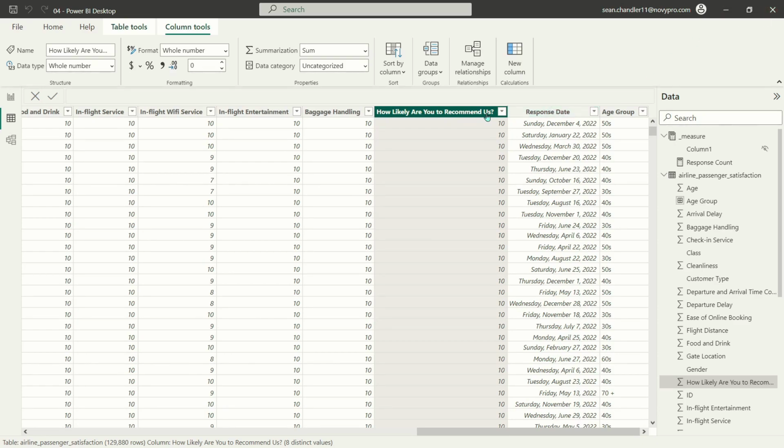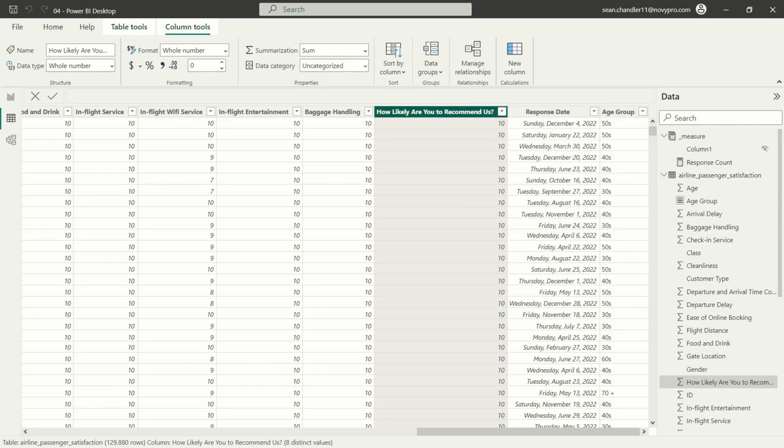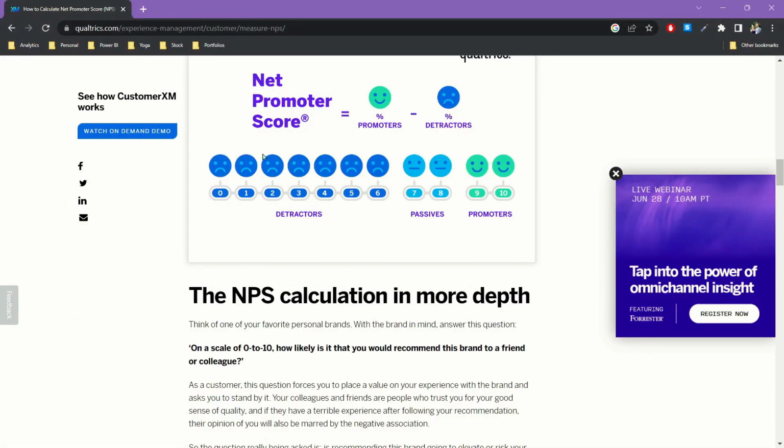And of course, the responses range from 0 to 10, even though it looks like all of our responses spanning 130,000 rows of data are 3, 4, 5, 6, 7, 8, 9, 10. So nobody gave us a 0, 1, or a 2, which I guess is a good thing. So let's go ahead and minimize this and return to the Qualtrics article.